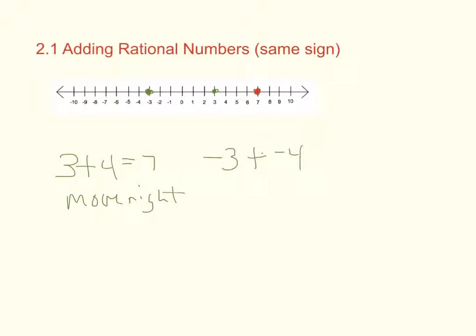And negative 3 plus negative 4 then equals, not 7, negative 7. Don't forget the negative sign. Negative 7. So when we add a negative number, we're going to move left.